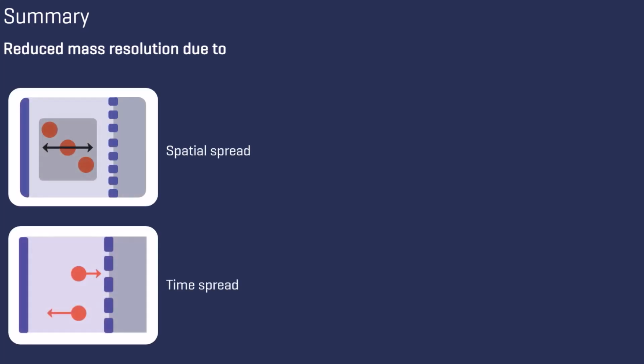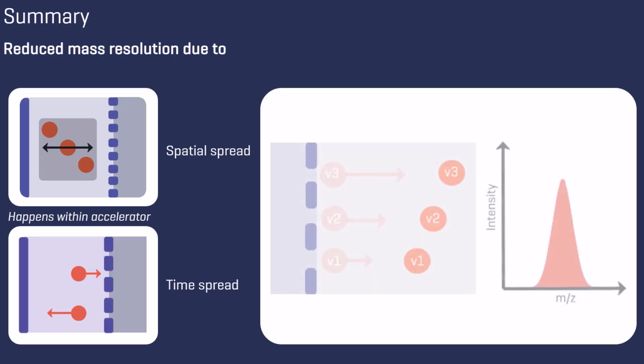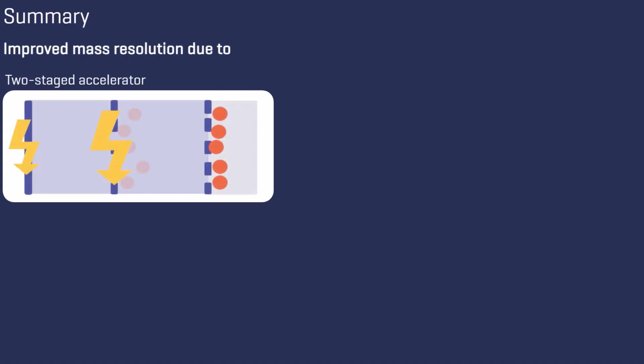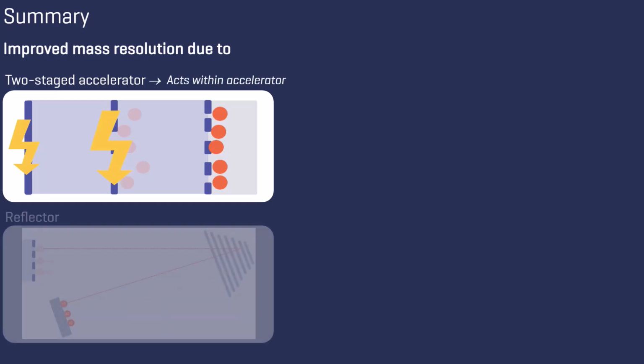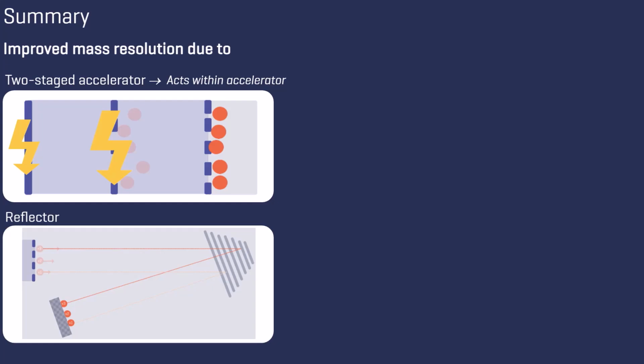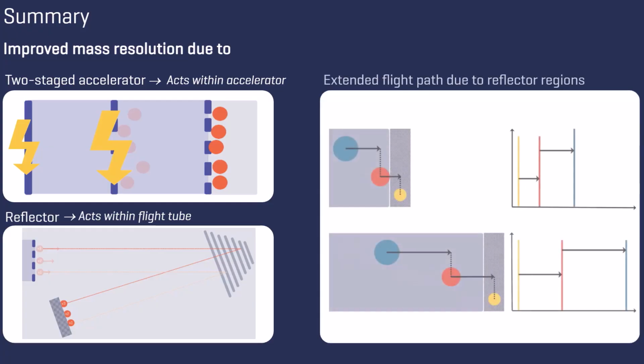In summary, the mass resolution can be compromised by the spatial and time spread of ions sharing the same m/z ratio within the accelerator. This spread leads to a variation in kinetic energy, resulting in differing velocities as the ions travel through the flight tube, which ultimately affects their arrival times at the detector. Implementing a two-stage accelerator region reduces the spatial spread of ions with identical m/z within the accelerator region. Moreover, the two reflector regions effectively minimize the distribution of kinetic energy of ions with the same m/z within the flight tube. The extended flight path due to the two reflector regions additionally improves mass resolution.